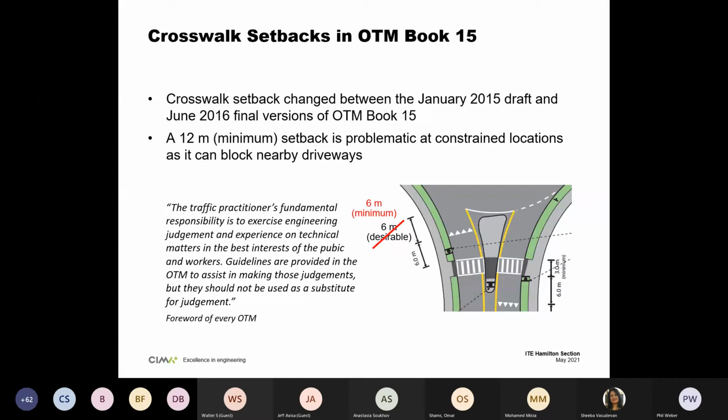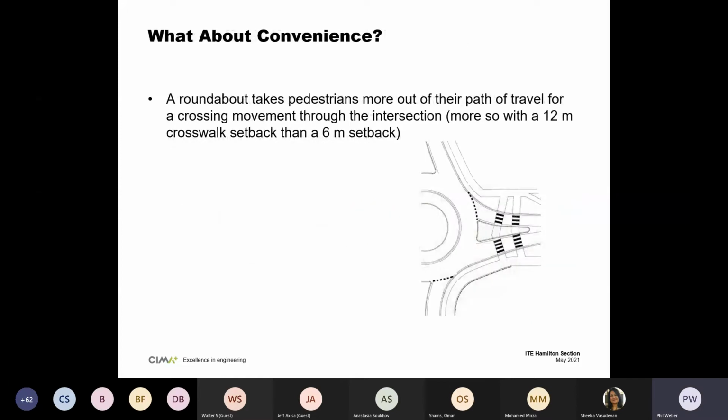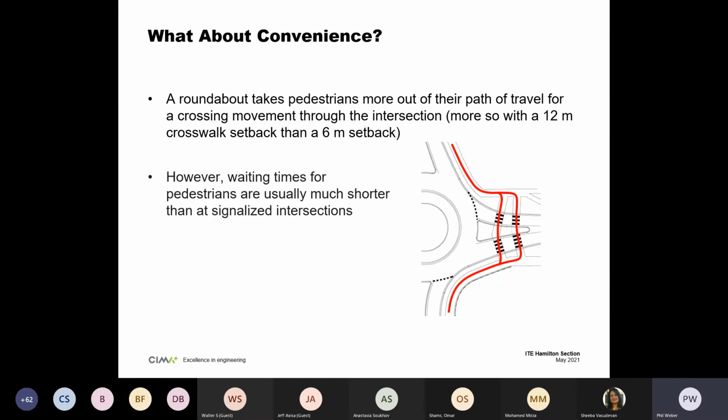And finally, what about convenience? Well, a roundabout takes pedestrians more out of their path of travel for a crossing movement through the intersection, more so for a 12-meter setback than a 6-meter crosswalk setback. So the crossing distance or walking distance is longer with the roundabout. However, waiting times for pedestrians are usually much shorter than at signalized intersections. So in terms of convenience, roundabouts and signalized intersections could probably be considered a wash.